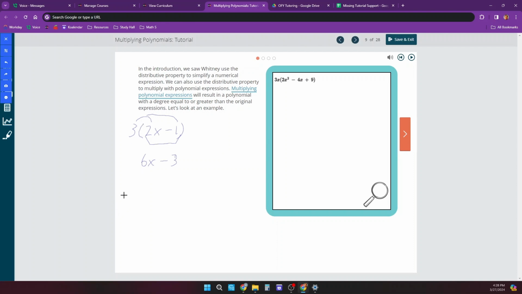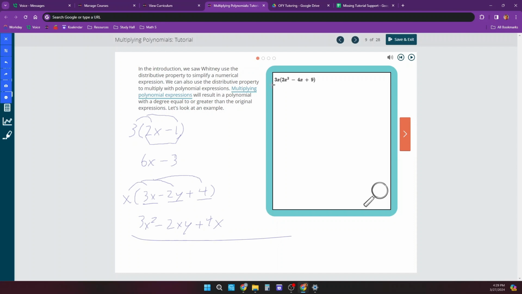If I had a variable and I had, let's say, x times parentheses 3x minus 2y plus 4, I would do the same thing. I would multiply this outside number or variable to every term inside the parentheses. That's what it means to distribute, to use the distributive property. So x times 3x would be 3x squared, minus 2y times x would be 2xy, plus 4 times x would be 4x. So that's how you would simplify here.